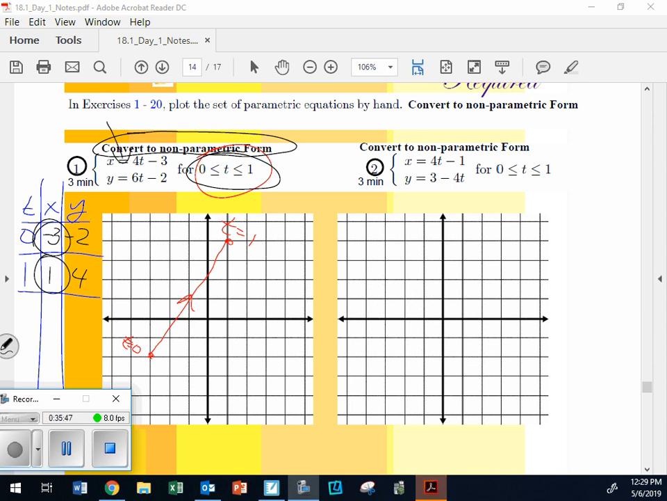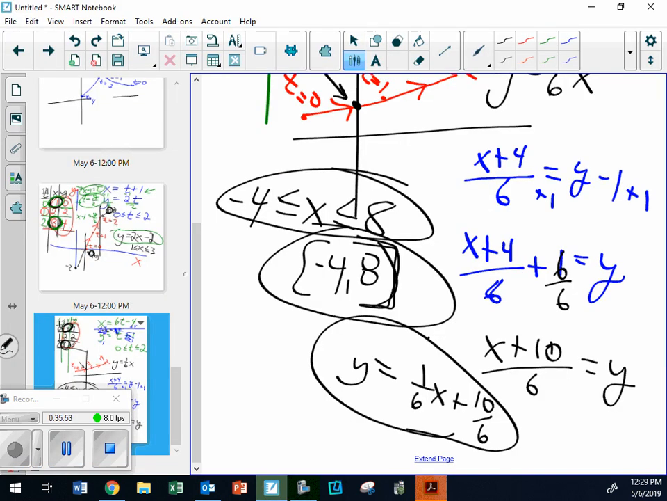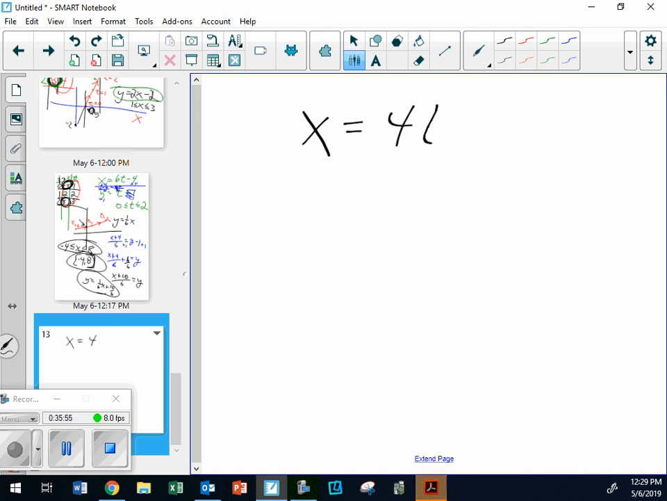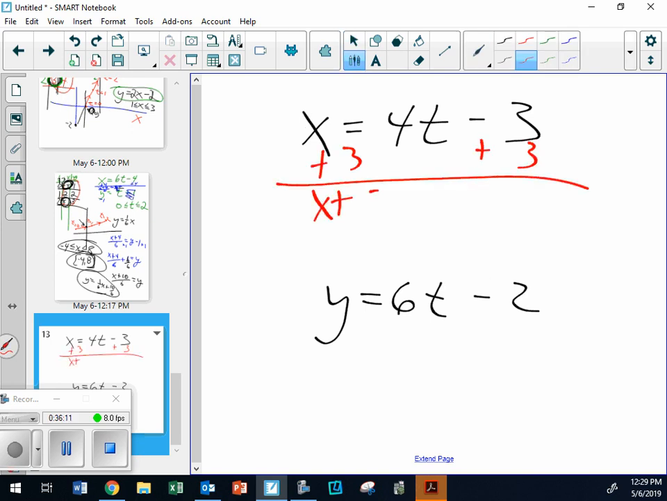Why not these? They have t's in them. So I'm going to solve x equals 4t minus 3. And then what was the other one? y equals what again? Help me. 6 something? Thank you. And then I'm going to go plus 3, x plus 3 equals 4t. Can you leave it like this? Absolutely. You can totally leave it like x plus 3 over 4. It's just going to get messier if you make it into fractions.